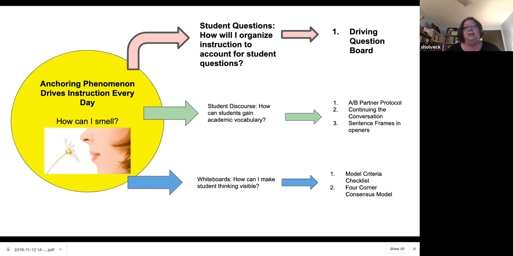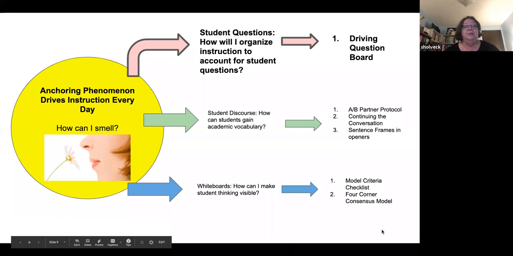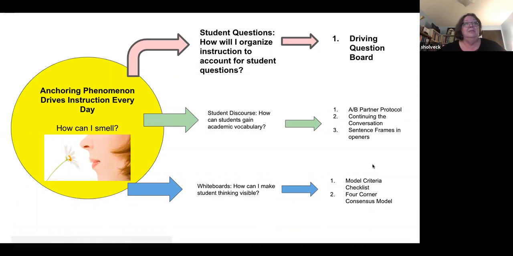Examples of phenomenon that can drive instruction could be, how can I smell? This is something that we do in middle school, and it involves learning about the particulate nature of matter. So there are performance expectations in the physical sciences, and there's also in the life sciences, how does my nose work to bring smells from the air into my body so that I can identify them.